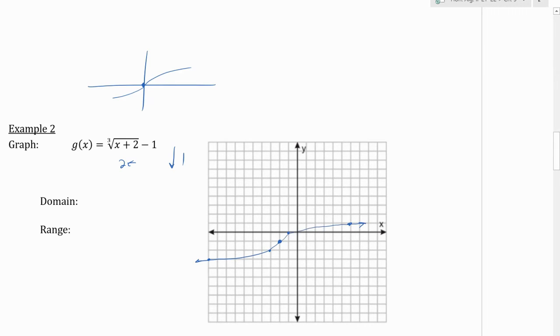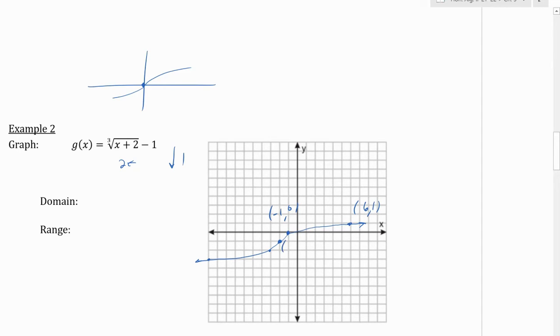And you get a graph like this, and we can double check our points. Like I'm saying, there's one at negative 1, 0. Negative 1 plus 2 is 1. Cube root of 1 is 1. 1 minus 1 is 0. It's looking good. I'm saying right there, there's a point at 6, 1. 6 plus 2 is 8. Cube root of 8 is 2. 2 minus 1 is 1.